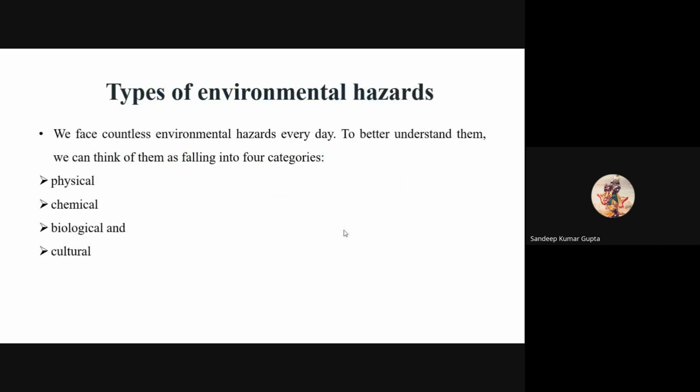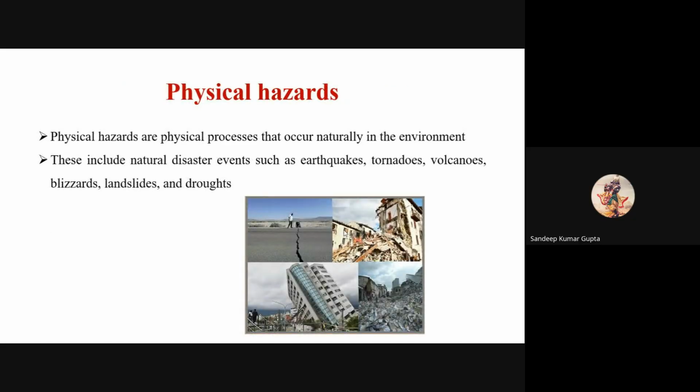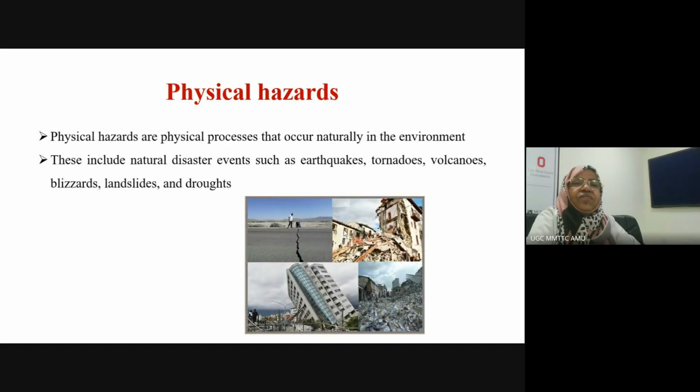Types of environmental hazards. Environmental hazards, again, physical, chemical, biological, and cultural. Physical hazards are physical processes that occur naturally in the environment.